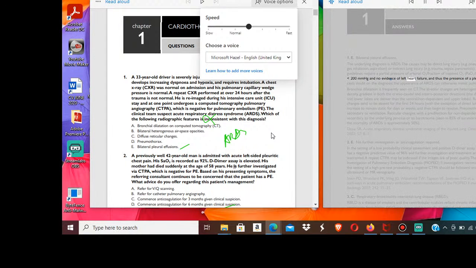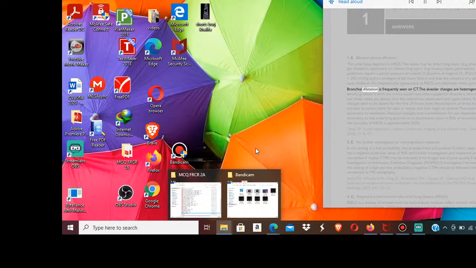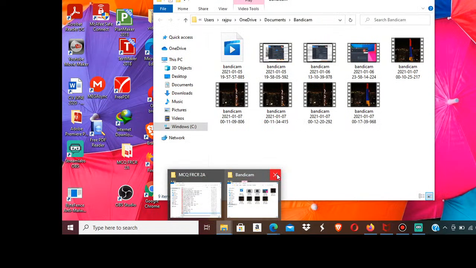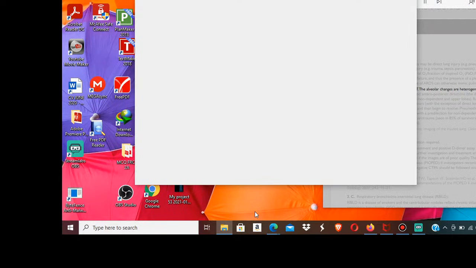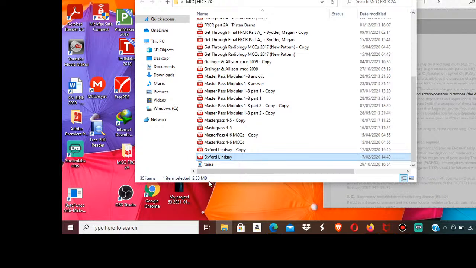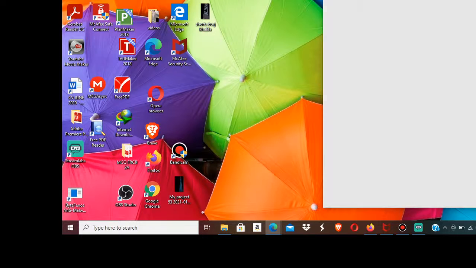Pleural effusion is a sign of left heart failure, and thus the presence of a pleural effusion casts doubt on the diagnosis. The appearance of ARDS can otherwise mimic pulmonary edema. Bronchial dilatation is frequently seen on CT. The alveolar changes are heterogeneous, showing a density gradient in both the craniocaudal and anteroposterior directions. The dorsal/dependent and lower lobes are denser than the ventral/non-dependent and upper lobes.